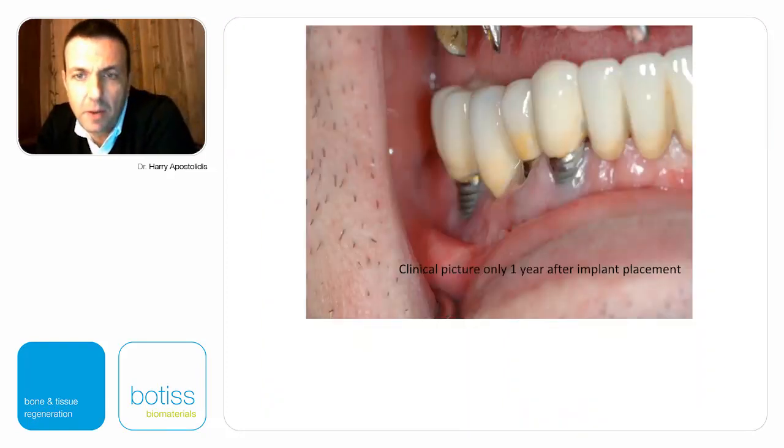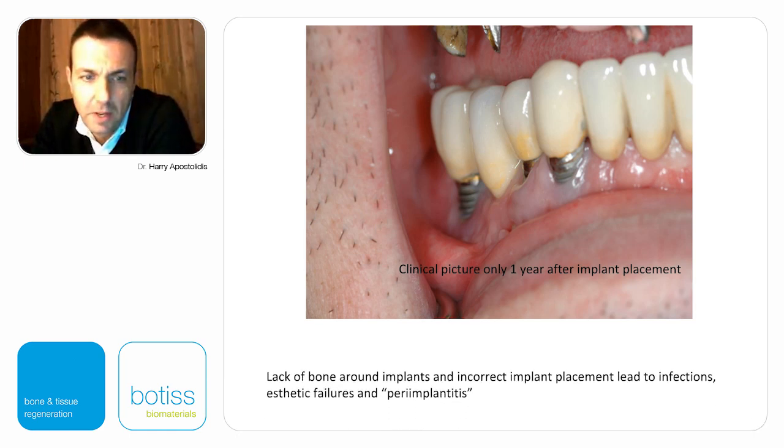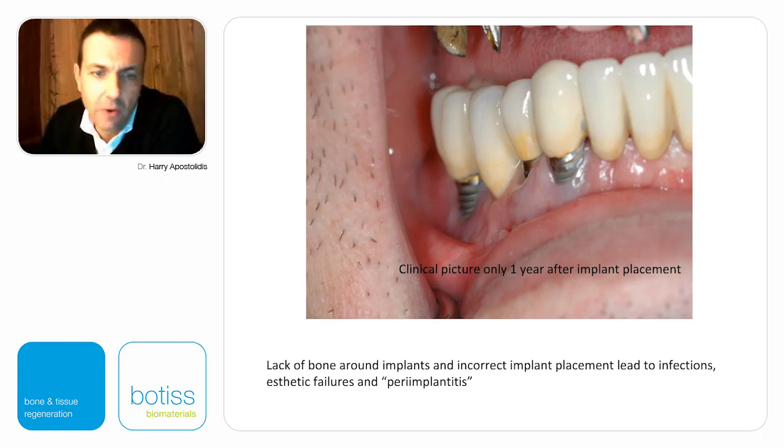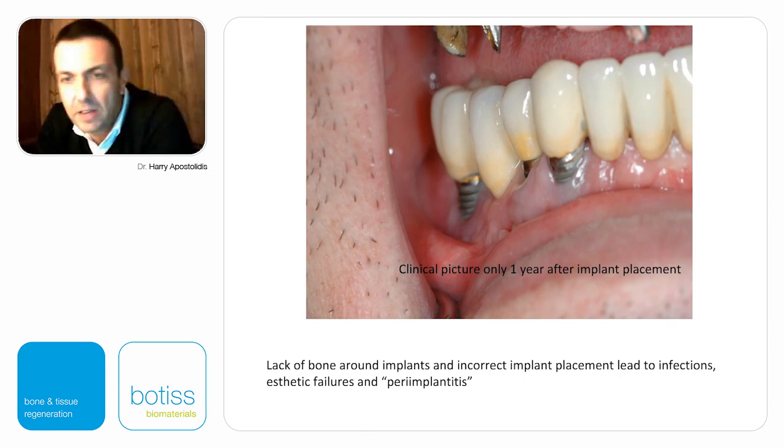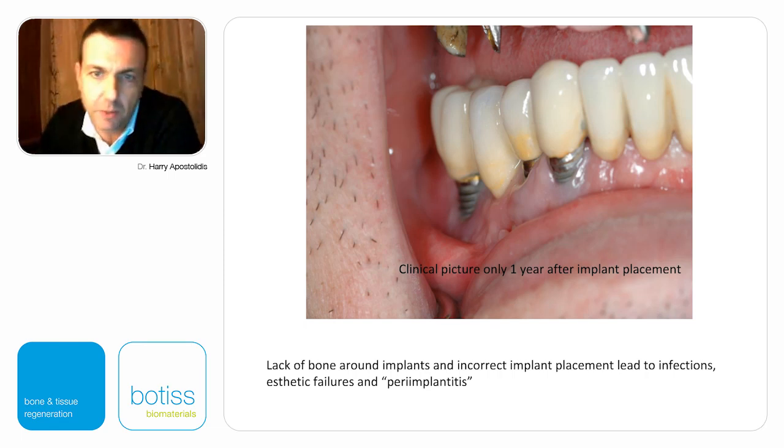We have this clinical picture only 1 year after implant placement. That means that something was wrong during implant placement. There was no bone, basically. So lack of bone around implants and incorrect implant placement lead to infections, aesthetic failures, and, as I call it, iatrogenic periimplantitis. Because this is not periimplantitis, of course, it's iatrogenic periimplantitis.